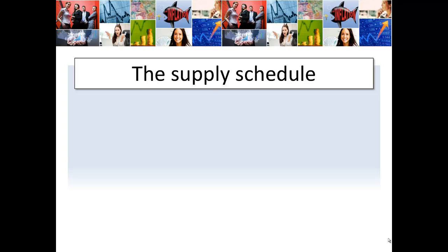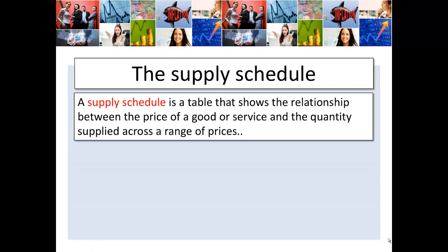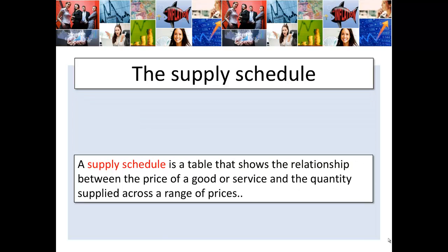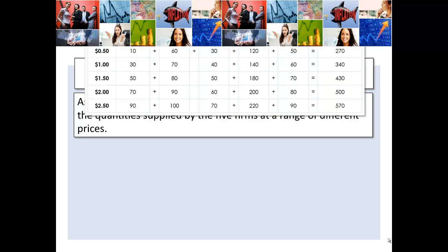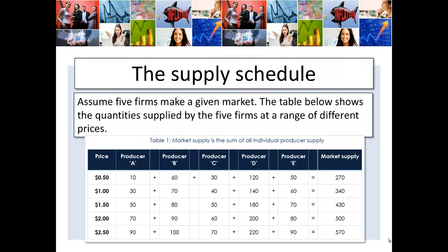Okay, turning our attention to the supply schedule. Just like we were able to derive a demand schedule for the demand topic, we can do the same thing with supply. Now, a supply schedule is a table that shows a relationship between the price of a good and the quantity of that good supplied across a range of different prices. So let's assume there are only 5 firms that make up a whole market. This table shows the quantity supplied by each of those 5 firms at a range of different prices.